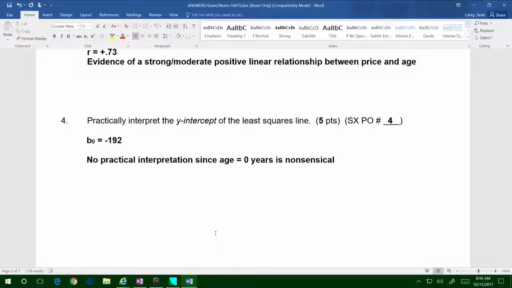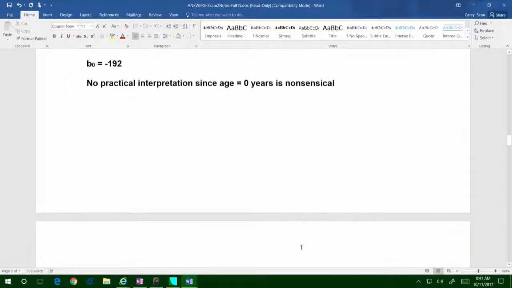Nobody. It's nonsensical. Therefore, I'm going to say no practical interpretation. I'm going to give the reason why, because age equal to 0 is nonsensical. You have to figure out whether the 0 value for your x makes sense and also is within the range of the sample data too. That's why it's important to look at that. And then maybe you would have a practical interpretation, and it would be the predicted value of y. But if not, not practical. So take a look at it for your data set.